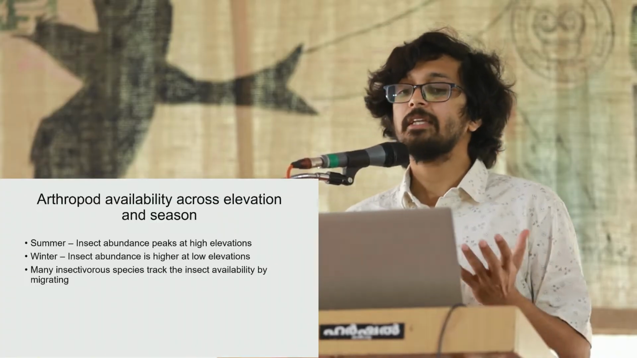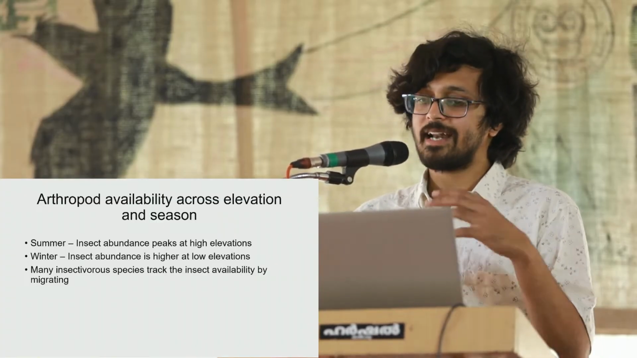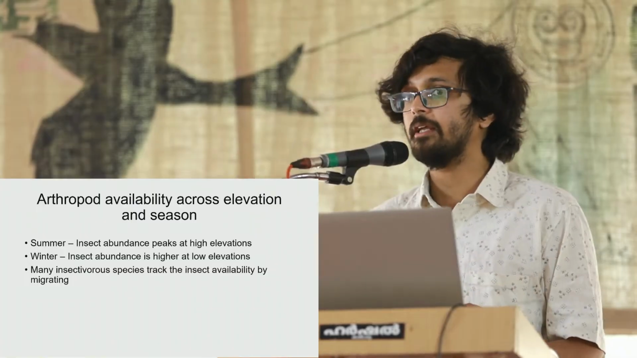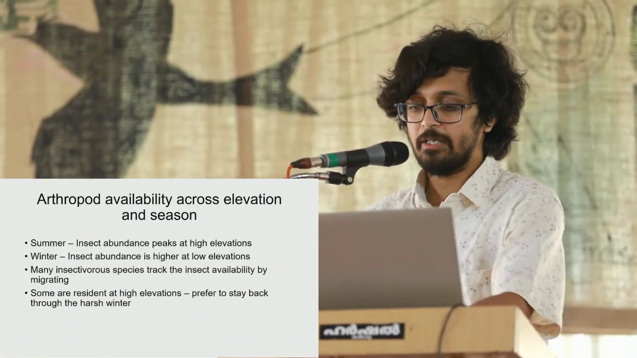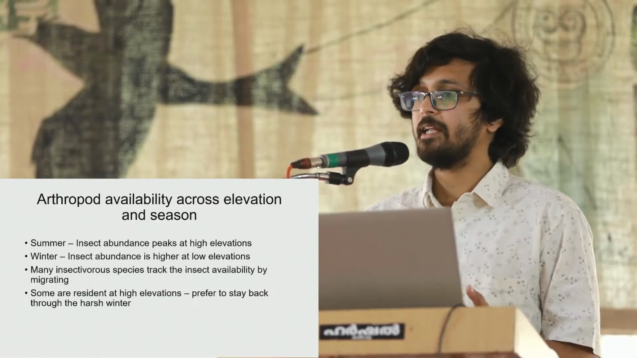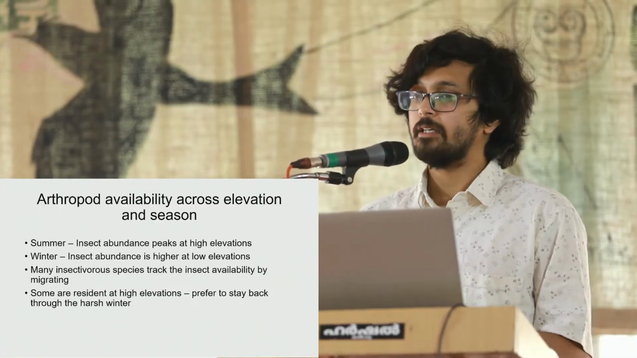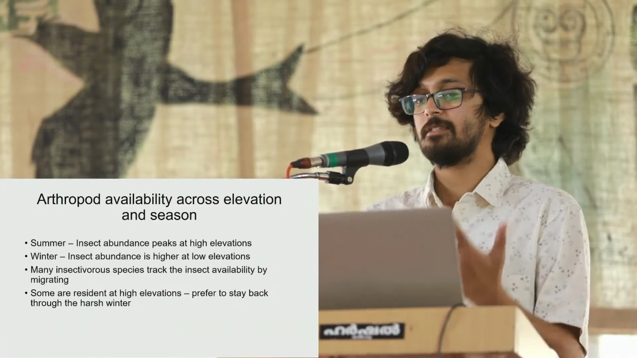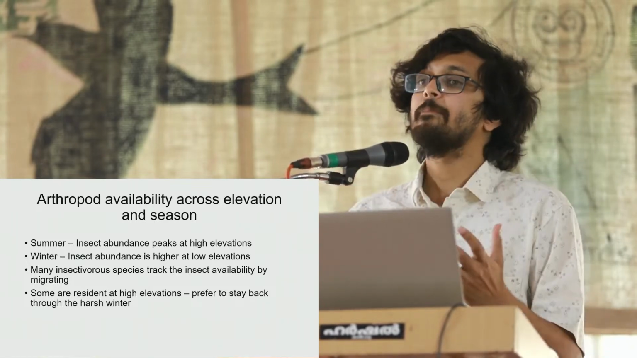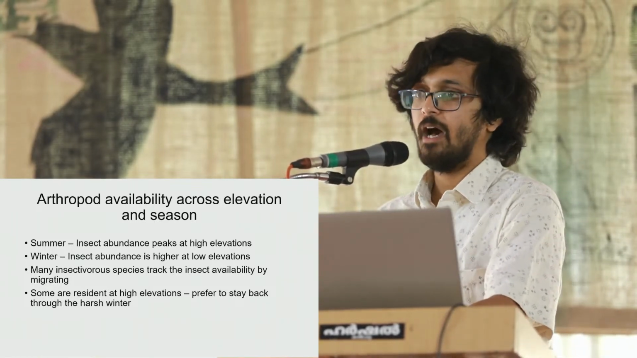So what we think is happening is, many insectivorous birds track insect availability. These high elevation breeding birds are tracking insect availability by migrating downslope in the winter. But there are also some interesting birds up there at higher elevations in the winter that stay back. Despite insects not being available, despite it being so cold, these birds prefer and choose to stay back at these higher elevations through the harsh winter.